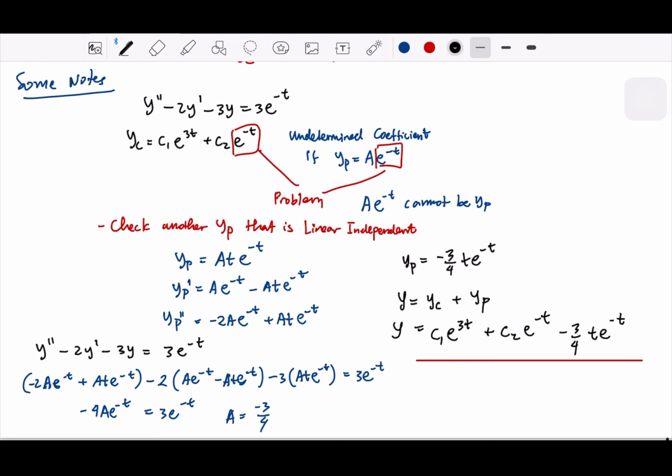So the important key in our process is to be able to propose what kind of yp we could have, the form, the structure of yp. And then we check the first derivative, check the second derivative, and put back into the equation.